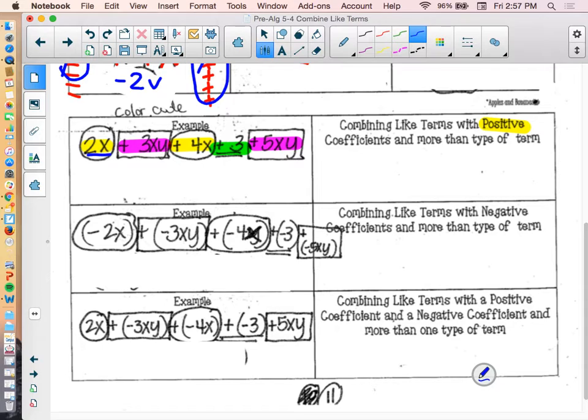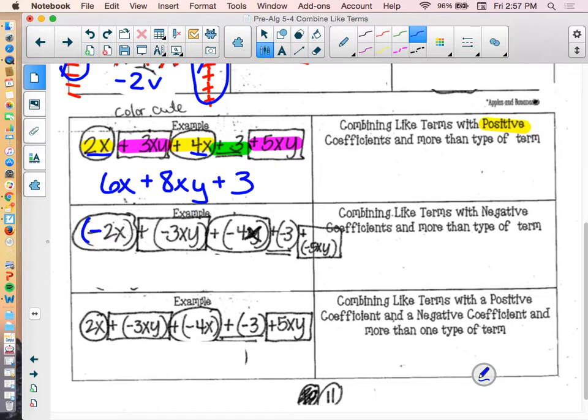So 2x and 4x make 6x. 3xy and 5xy, if I have 3 plus 5, I get 8xy. Remember to label it with what it is. And lastly, plus 3. It's a little bit like cleaning. You're cleaning this up and you're putting things together. You're simplifying. That's what this is called. All right, try the next one.